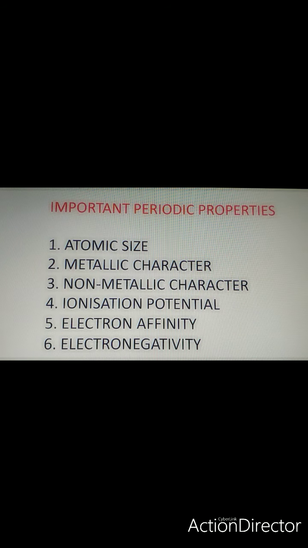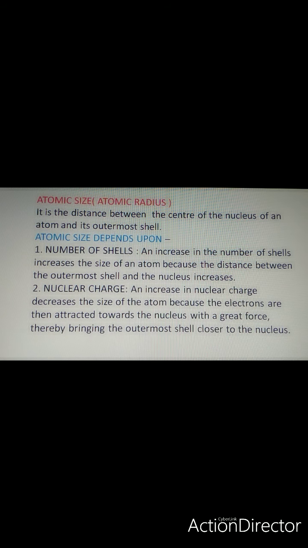See, the important periodic properties. First is atomic size, then second is metallic character, then third is non-metallic character, then fourth is ionization potential, then fifth is electron affinity, then sixth is electronegativity. We will go through them one by one. So let's start. First is atomic size.